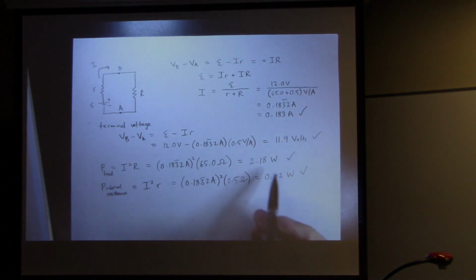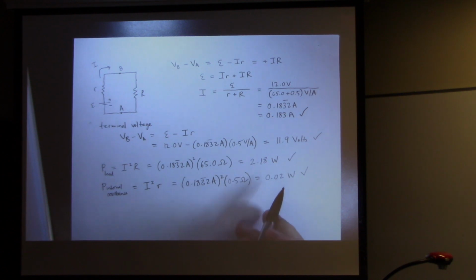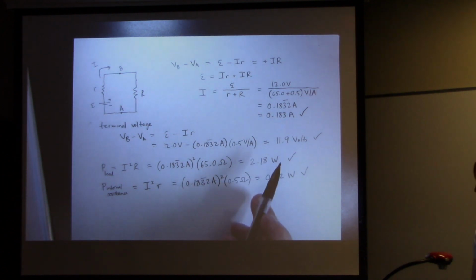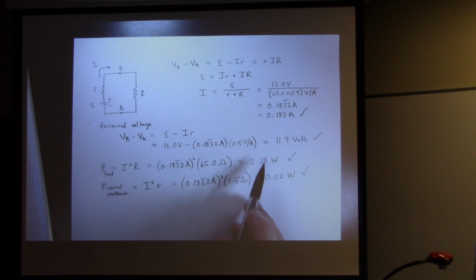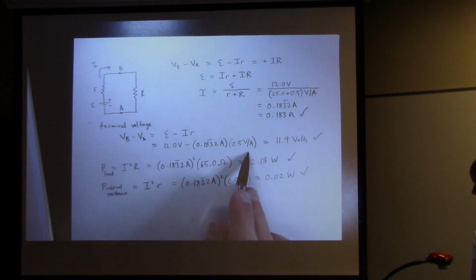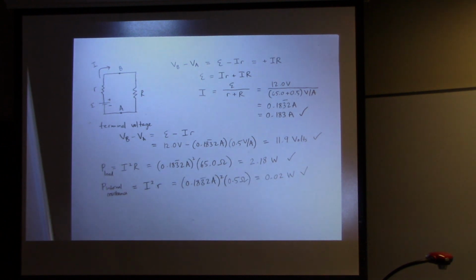So if you compare the load to the internal resistance, this one is consuming much more power, which by the way is ideal, because this is where you want the energy to go, whatever device you connect it to. You don't want it to be wasted through internal resistance. Okay, so ideally this is really small and this is bigger. So that's the case here.